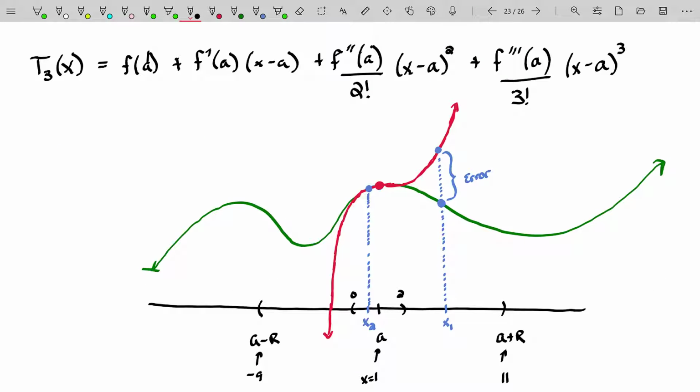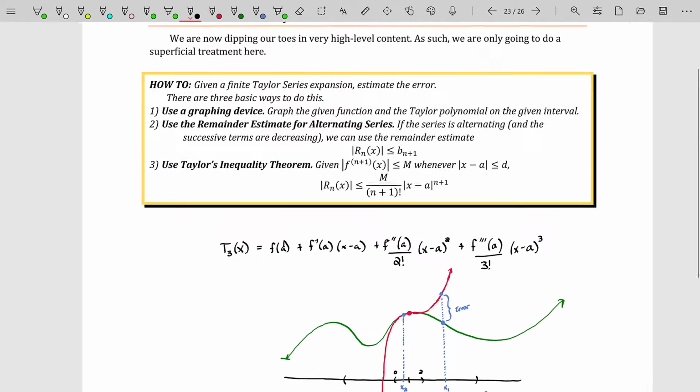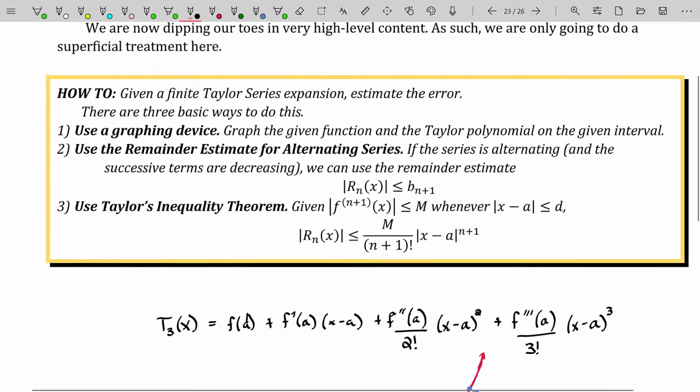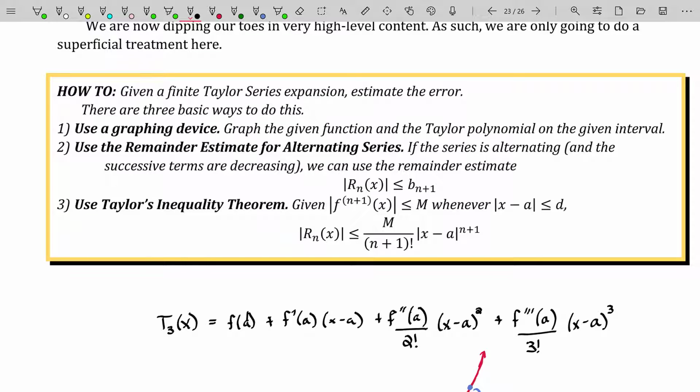There's still a varying amount of error, even on that small interval. The error just depends upon what x value you are looking at. If you're looking at the center, there's 0 error. However, as you move away from the center, the error does tend to grow. And that gets us back to this statement right here. How can we estimate that error?